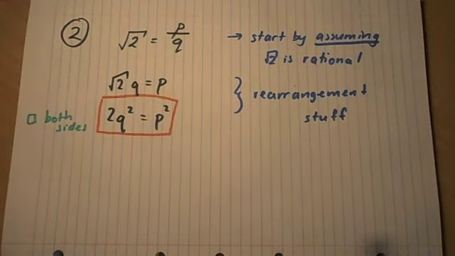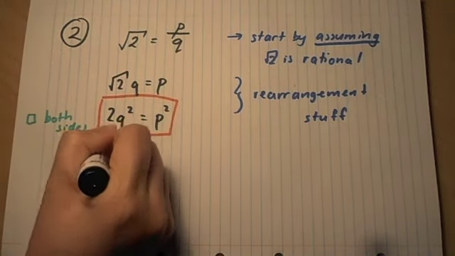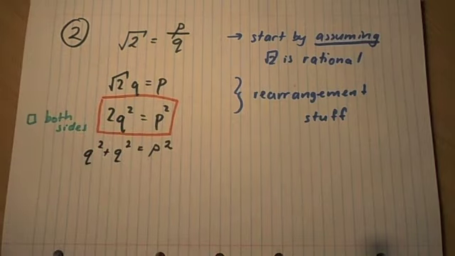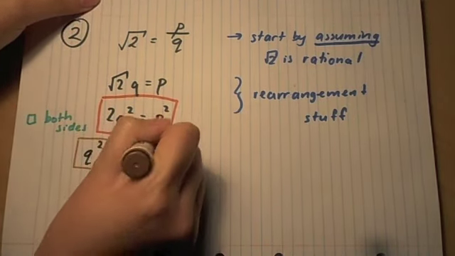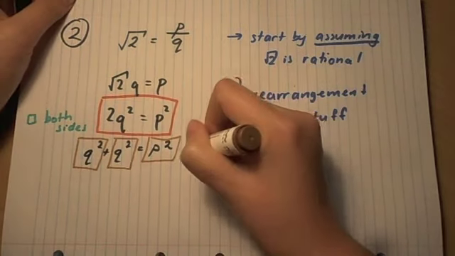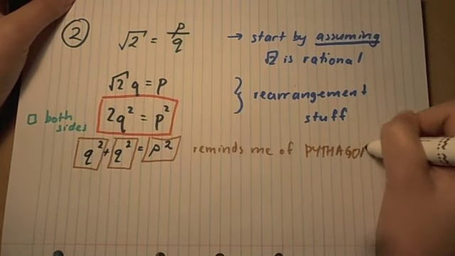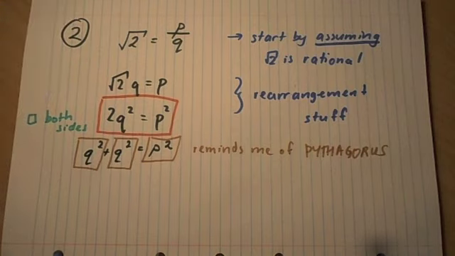So if we split the 2q squared up into q squared plus q squared, which equals p squared, we get the sum of two squared numbers equaling a third square number. I don't know about you, but this kind of reminds me of Pythagoras' theorem.